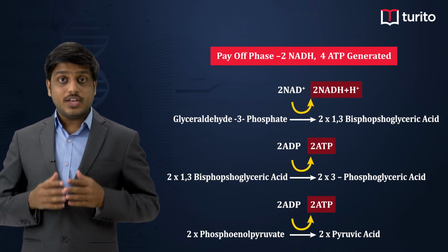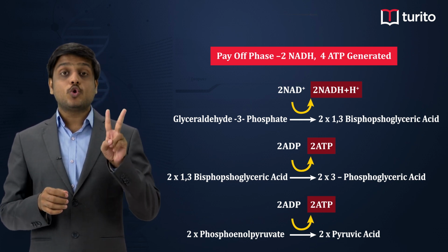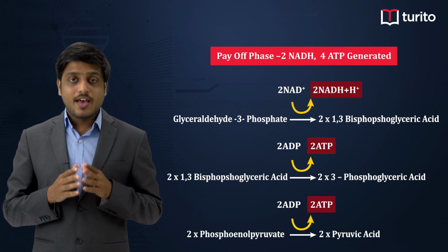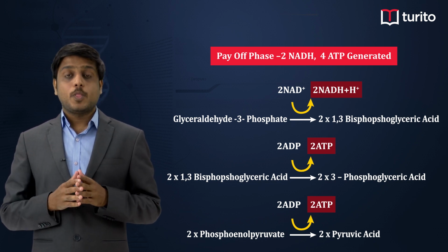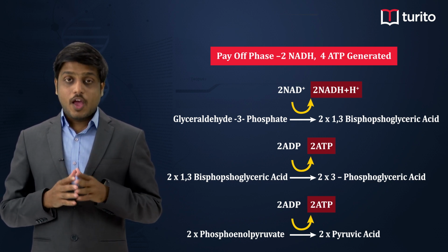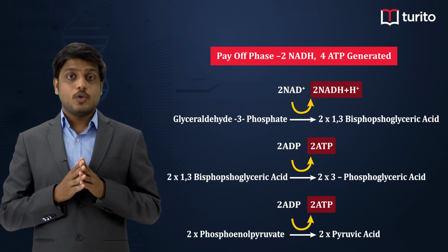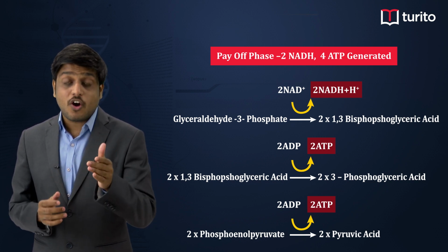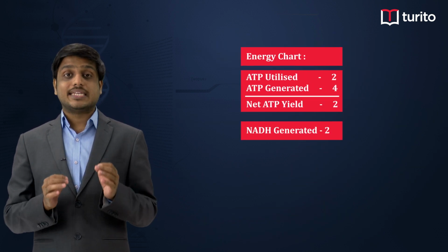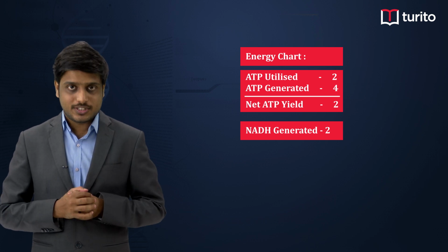In the payoff phase, when glyceraldehyde 3-phosphate becomes 1,3-bis-PGA, 2 NADH are produced. When 1,3-bis-PGA becomes 3-PGA, 2 ATPs are produced. When phosphoenol pyruvate becomes pyruvate, 2 more ATPs are produced. So totally 2 NADH and 4 ATPs are produced in the payoff phase. To summarize, the net yield of glycolysis is 2 NADH and 2 ATP molecules.